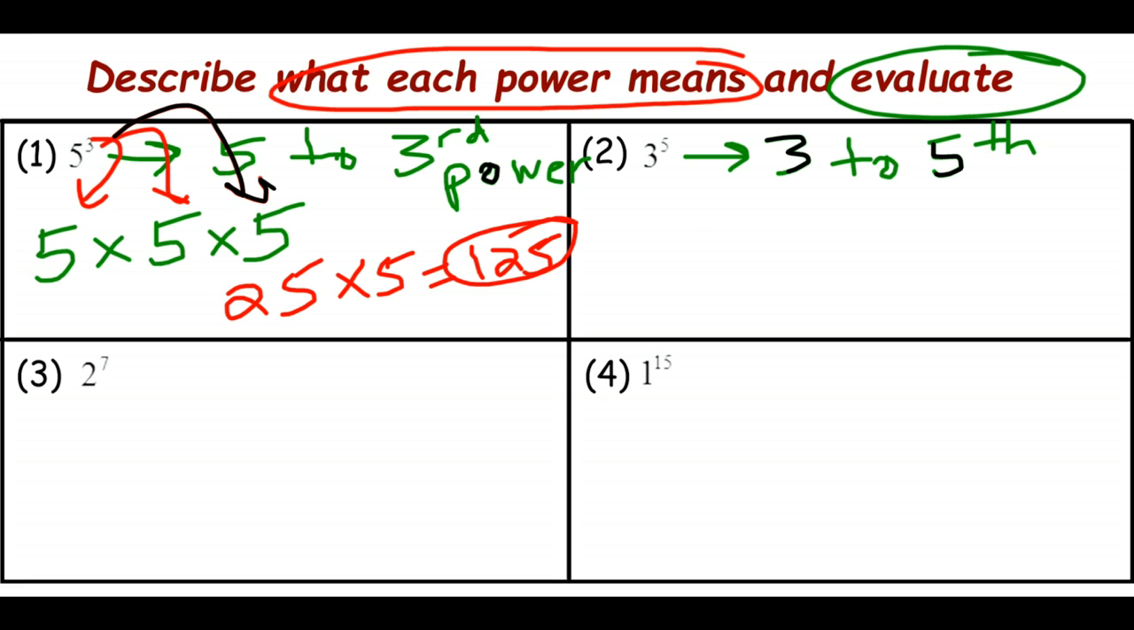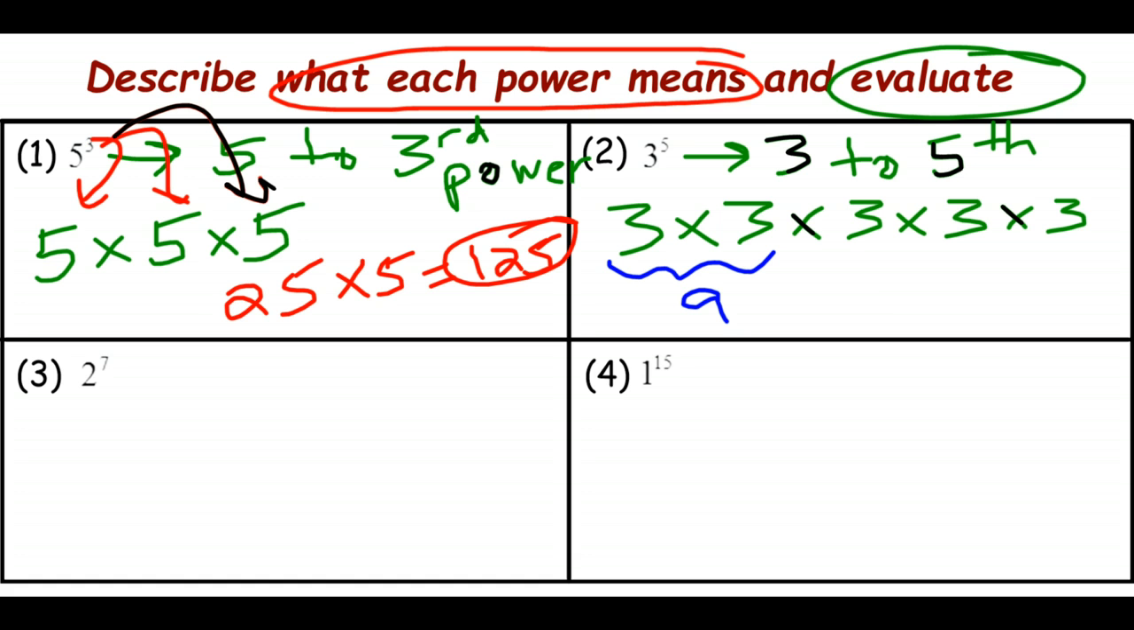So this is 3 to the fifth power: 3 times 3 times 3 times 3 times 3. 3 times 3 is 9, so this breaks down to 9 times 9 times 3, and 9 times 9 is 81. 81 times 3 is 243. So 3 to the fifth power is 243. 5 to the third power is 125. Very different answers, as I said.